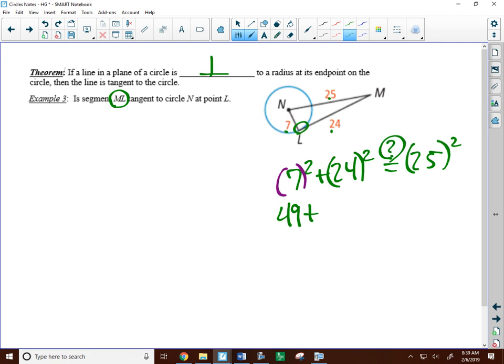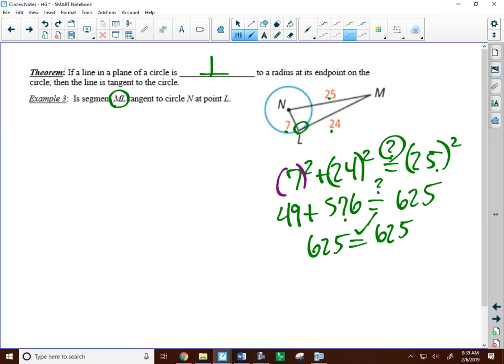49, let's see, 24 squared. Somebody help me out. Yep, I have 576. 625. And then, question mark. We don't know if they're equal. I think they are, right? Yes, 20 squared would be 625. Now it becomes a check mark, because you verified now it is equal. If you don't put these, it's alright.